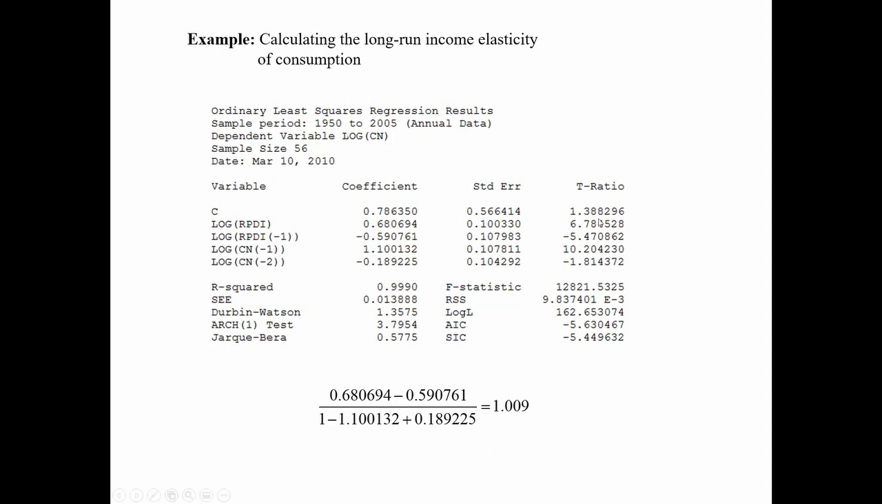Again, once we've estimated the model, we can calculate the long run effect by taking the sum of the coefficients on disposable income, so that's the sum of these two coefficients here, and dividing by 1 minus the sum of the coefficients on the lagged values of consumption. That gives us this expression here, and this works out at 1.009. Again, what this is telling us is that we've got a long run income elasticity of consumption that's very, very close to 1, which seems reasonably sensible from an economic theory point of view.